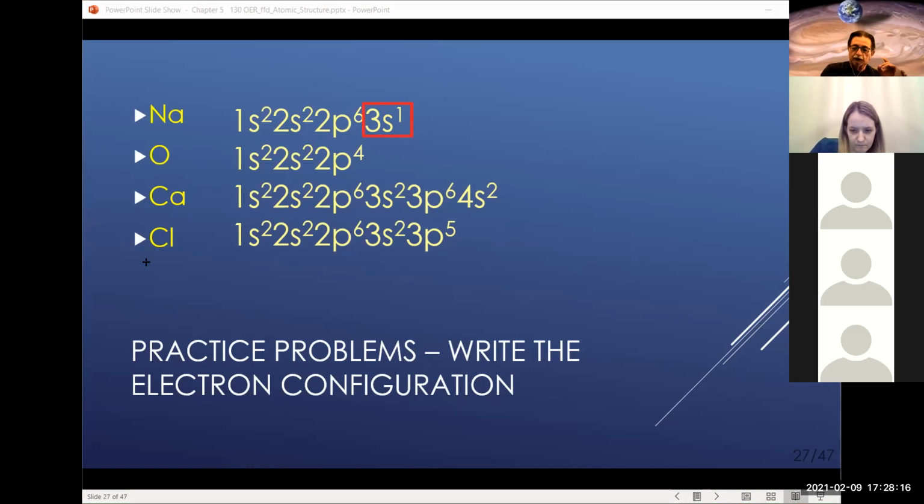Okay. For oxygen, it's got 6 electrons in the outermost shell. For calcium, its outermost shell is in the 4th energy level, has 2 of them. And for chlorine, its outermost shell, valence shell, has 7 electrons. Now, here's something interesting when you think about it.